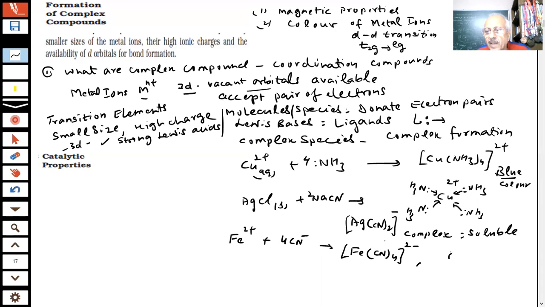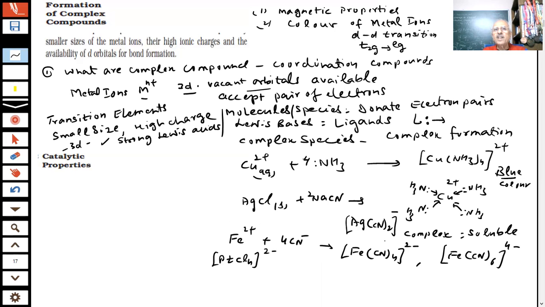We also have complexes of iron, [Fe(CN)6]4- and 3-, which are different oxidation states of the iron. Similarly, we have platinum [PtCl4]2-. These are all examples of the complexes which are formed by the transition elements. So transition elements form complexes.